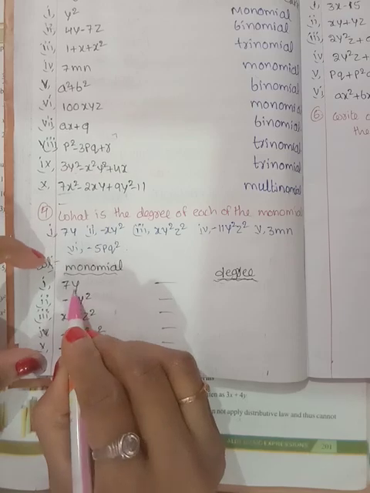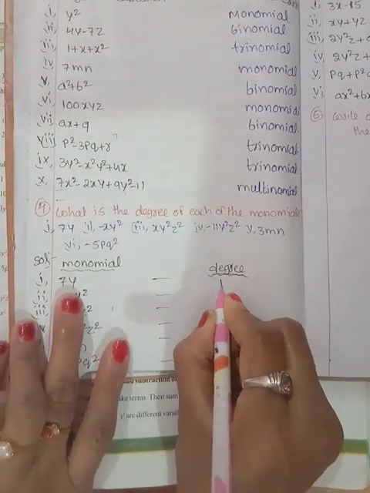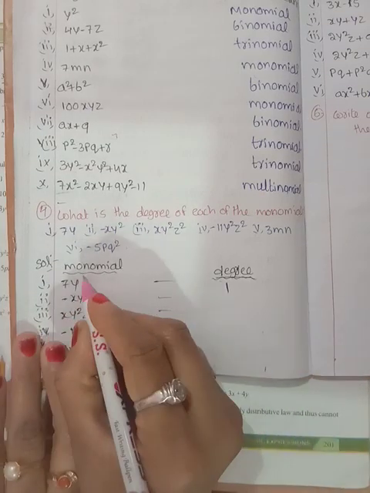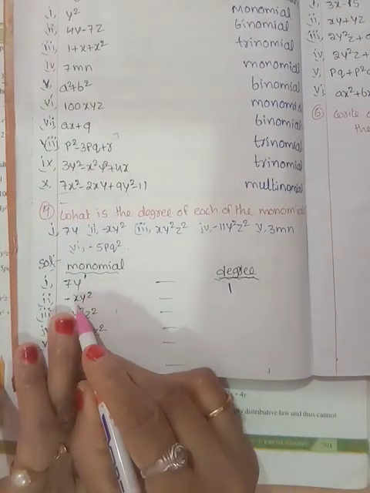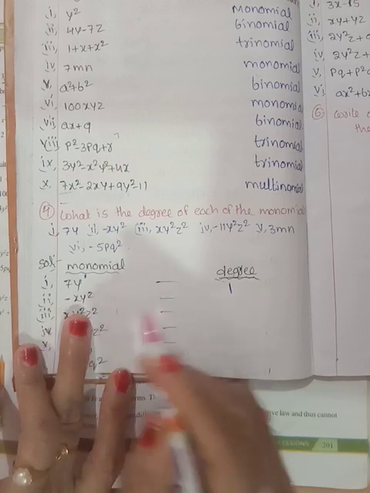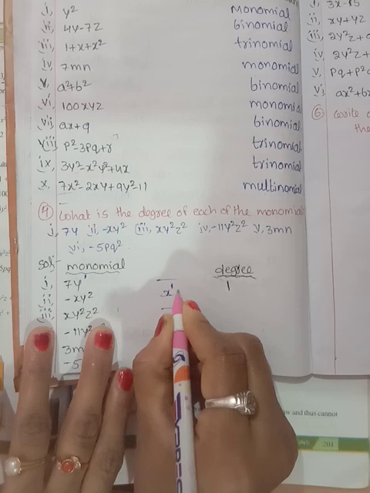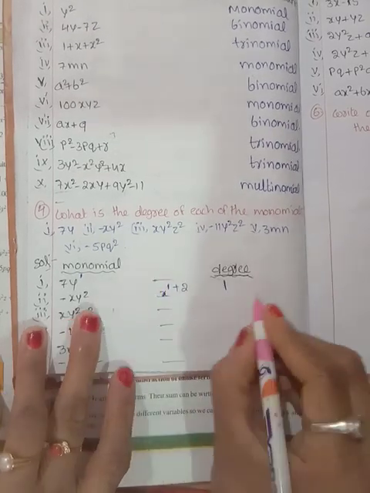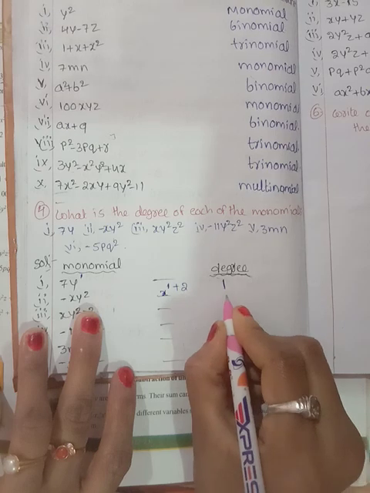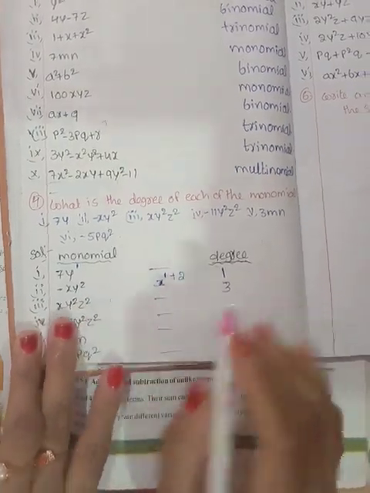First one is y. The exponent of y is only 1, so the degree is only 1. The second problem is x and y square. The x component is 1, plus the exponent of y is 2, so the total is 3 only. You understood.